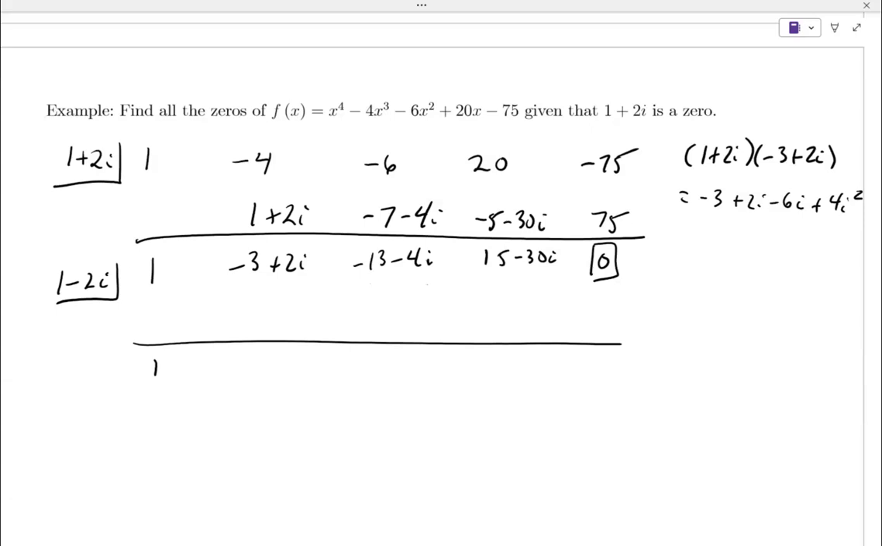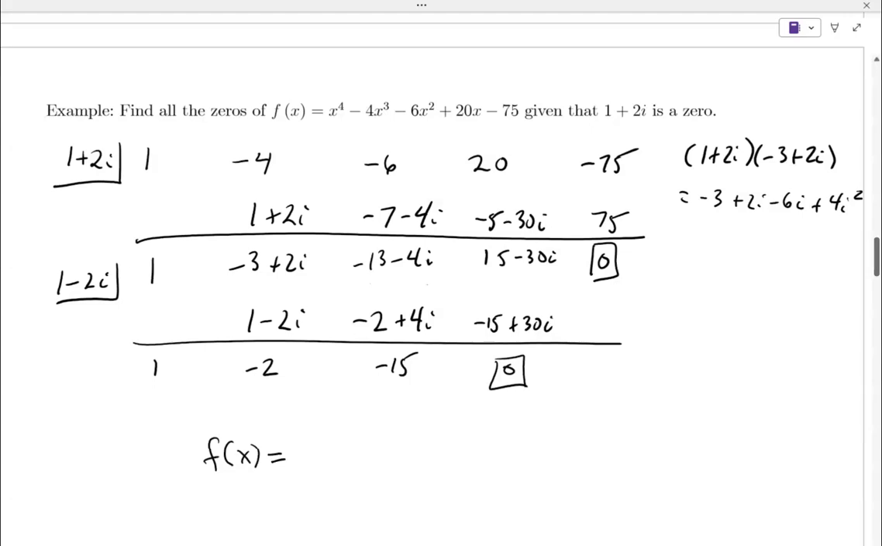1 times 1 minus 2i is 1 minus 2i. Add down, we get negative 2. That makes the multiplication a little bit easier. Negative 2 times 1 is negative 2. Negative 2i times 2i is plus 4. And again, they have opposite signs, like they should. Add down, we get negative 15. And then we better get negative 15 plus 30i, which we do. Right? That makes that a 0. So far, what does your factorization look like?